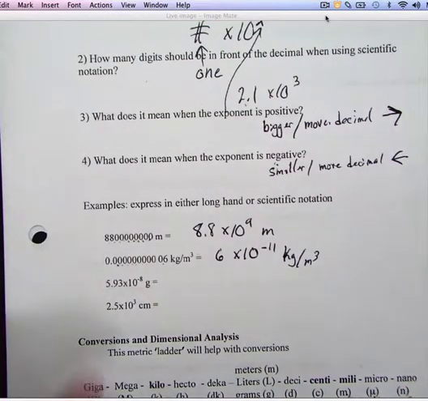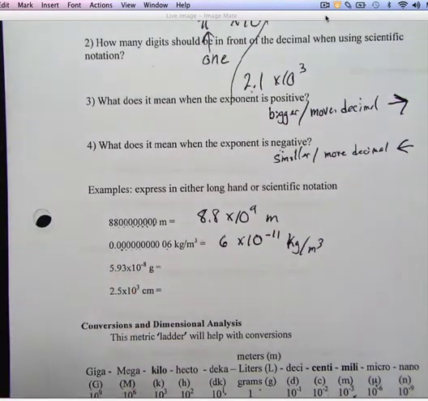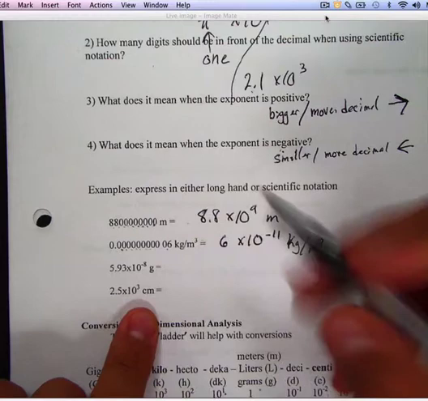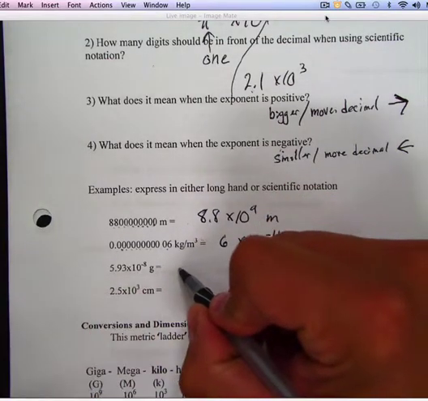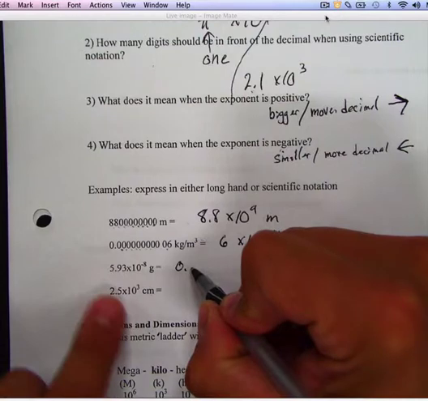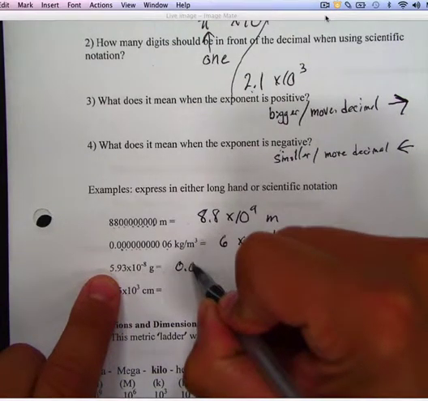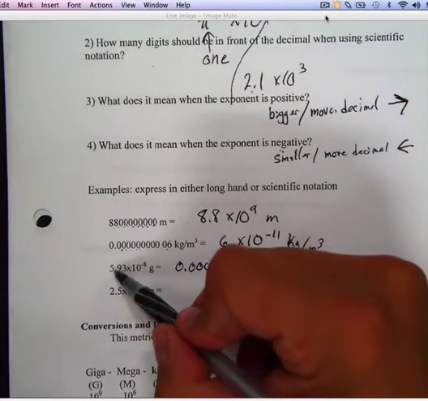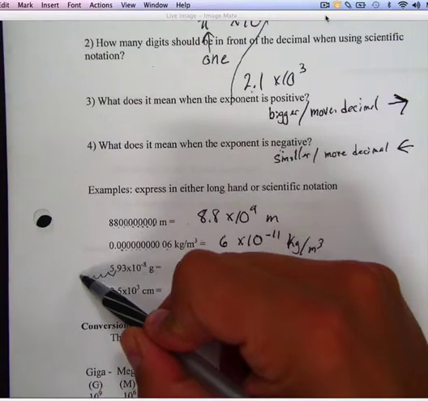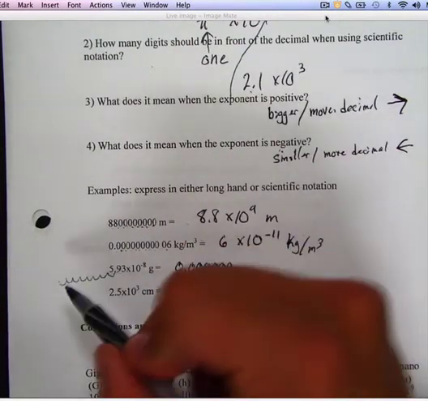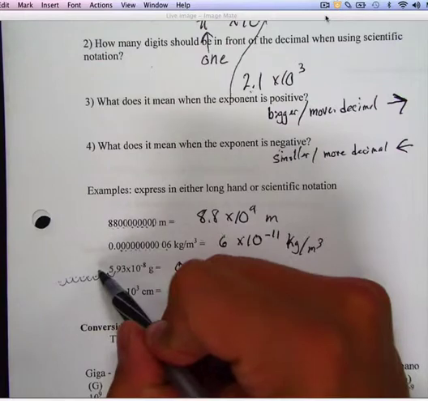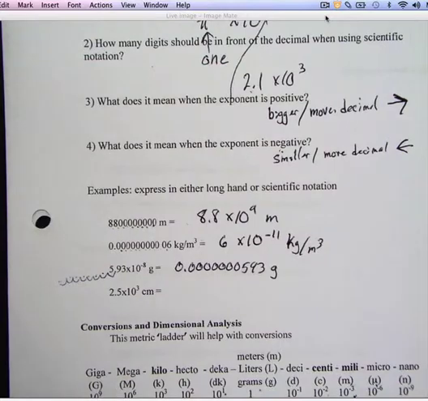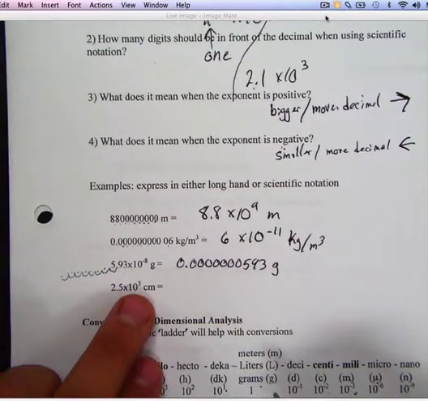All right. Moving on to this one, now you've got to draw it out in longhand version. So a negative 8 tells me the number gets smaller, so that means I've got to move the decimal to the left. And what I should have is 0. Let's see, 1, 2, 3, 4, 5, 6, 7, 8. I should have 7.593 grams.